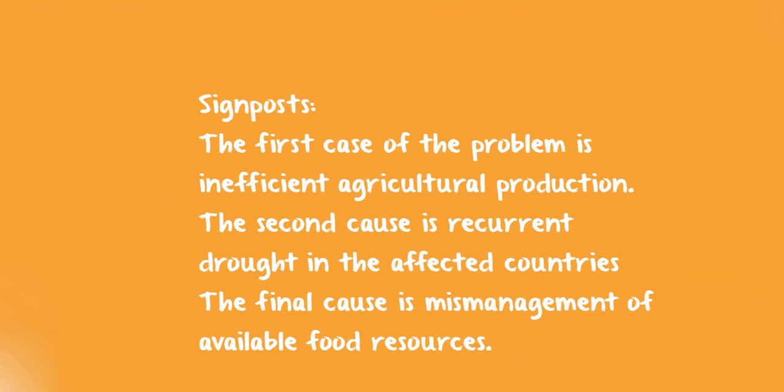Signposts are the clearest of transitions and connectives. Here you clearly state which point you are getting into before discussing it, like in the example shown. First cause of the problem is inefficient agricultural production. The second cause is recurrent drought in the affected countries.